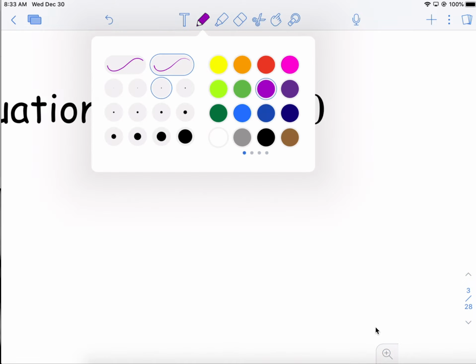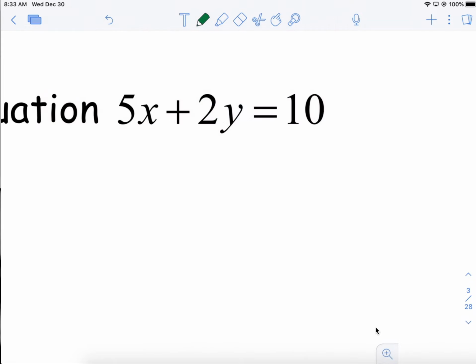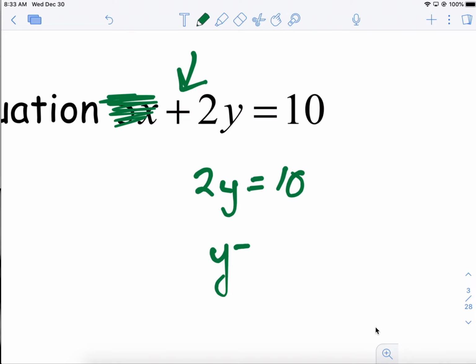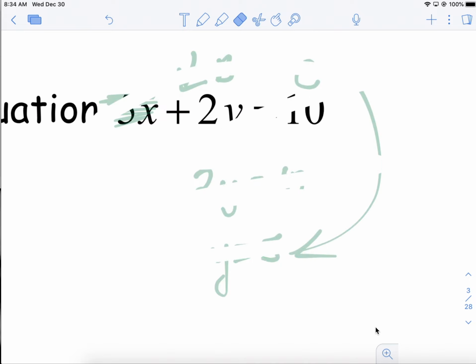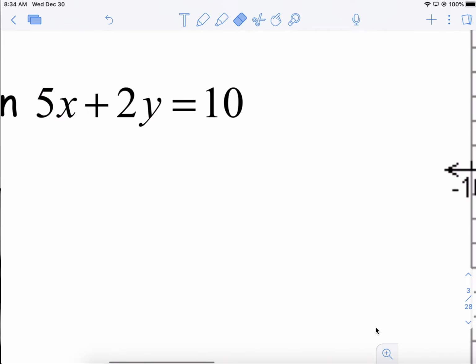If I was solving for my y component, my y-intercept, I would get rid of all of the x part. Make sure you keep the sign right here. 2y equals 10 makes my y a 5. All I did was divide my c by my b component, and that gave me my y-intercept. Okay? Most of you can probably do that stuff in your head.